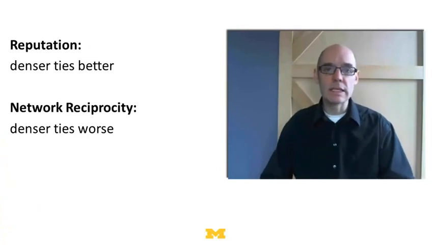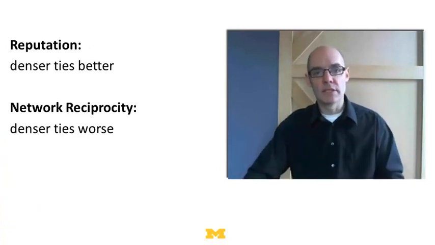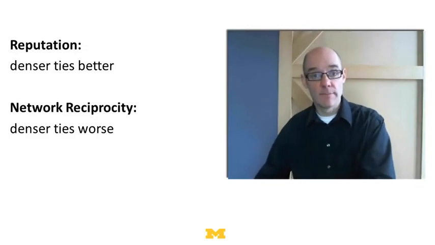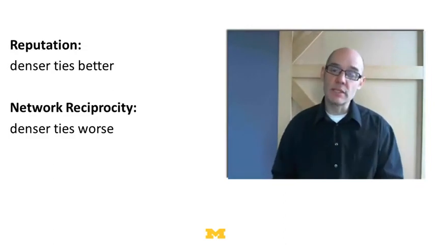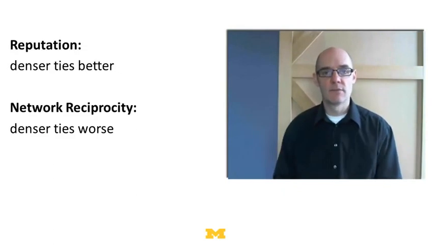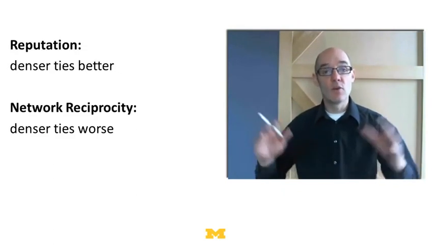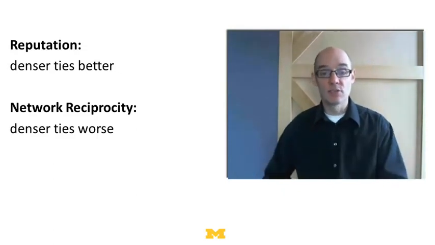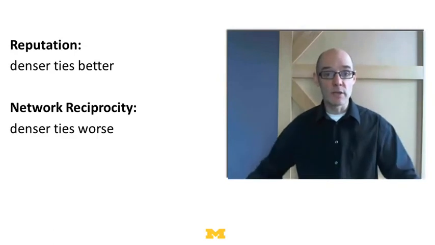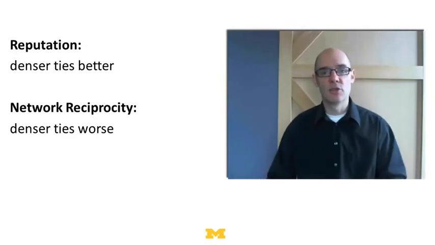Now, quick aside, when we think about reputation, we'd like to have a really dense network because our reputation is more likely to spread. When we think about this network reciprocity story, we'd like to have a less dense network because there's less of an incentive to defect. So whether you want a rich network with lots of connections with high degree and high clustering coefficient, or whether you'd like a sparse network, depends on the mechanism you're using to get cooperation. If you're relying on reputation, you want lots of clusters, lots of connections.